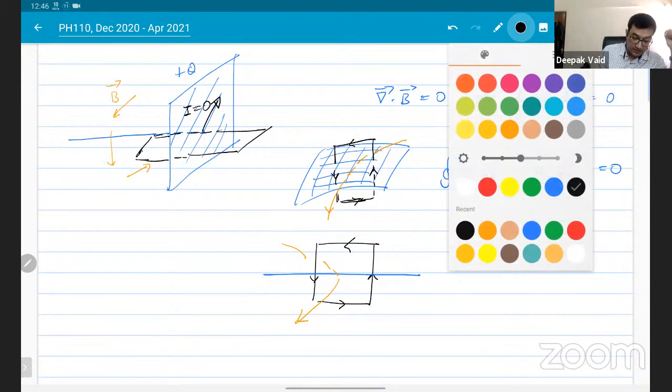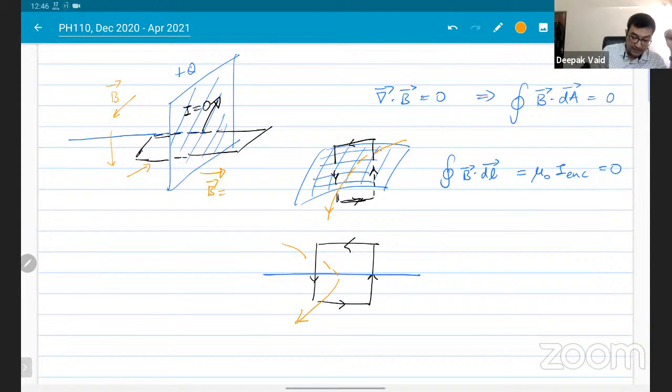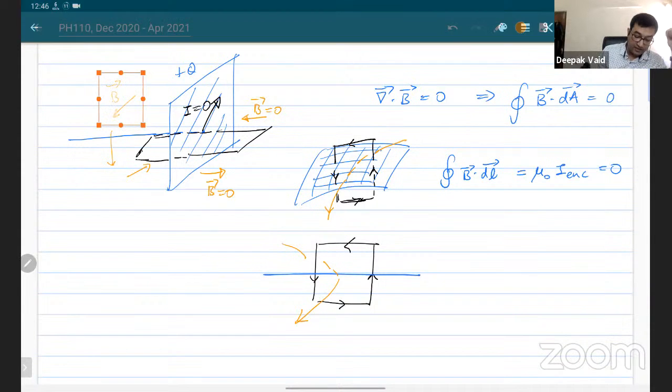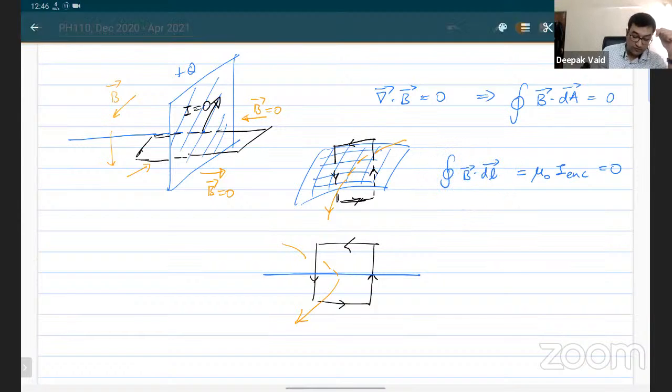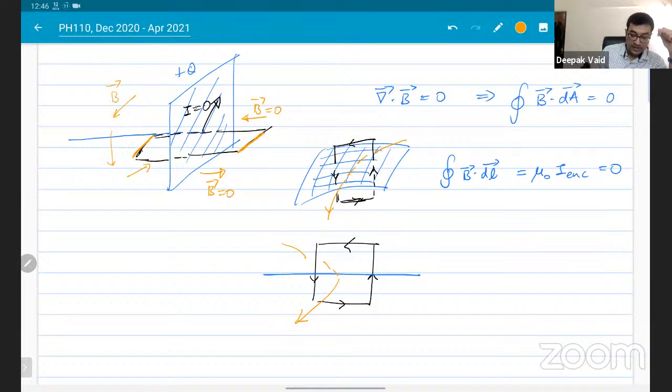Now, what is the component of the magnetic field in this direction? This is 0. There is no magnetic field along the wire. There is a magnetic field along this edge. For this integral to be 0, there has to be a magnetic field along this edge also, and it has to point in the same direction.